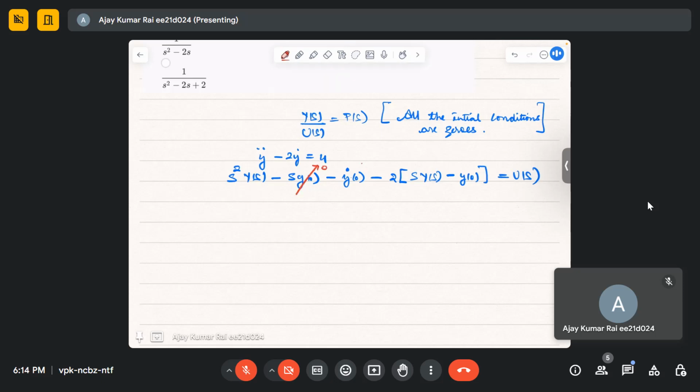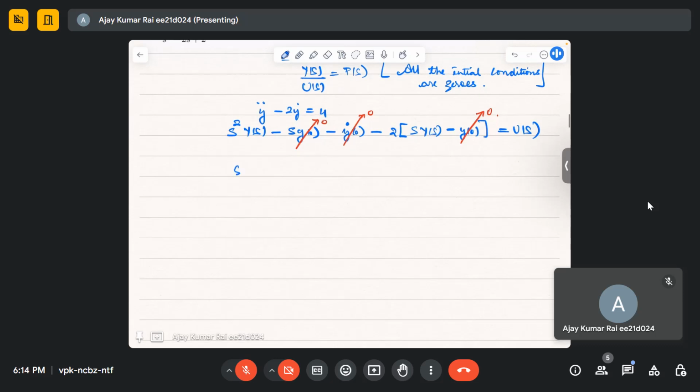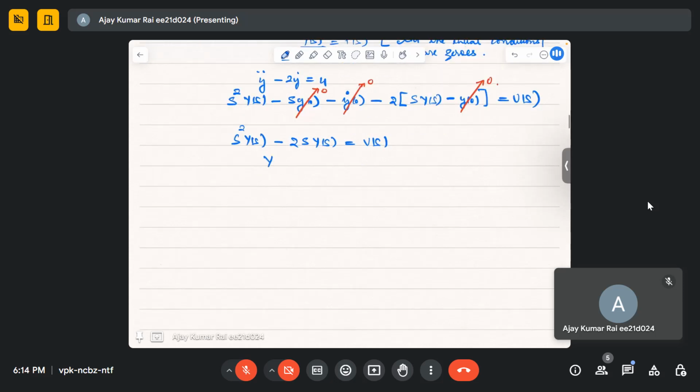So these are the initial conditions, right? These are all equal to 0. Okay, so what will be the final equation now? s square Y(s) minus 2s Y(s) equals U(s). Let me bring Y(s) outside. So (s square minus 2s) Y(s) equals U(s).